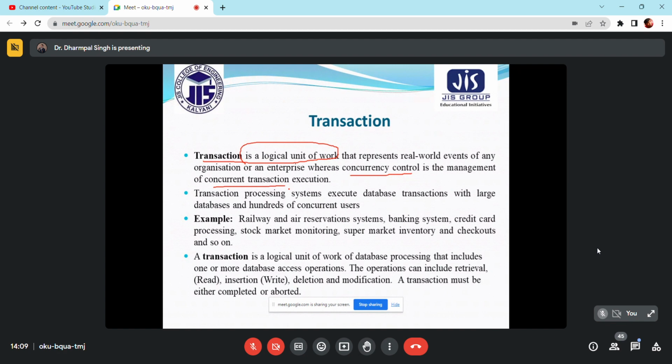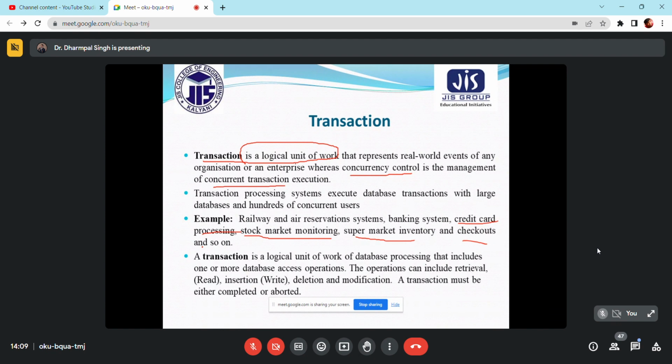So in the process, many transactions can be executed at the same time. So how can you maintain that? You can use the concept of concurrency control. Okay. So a transaction processing system executes database transactions with large databases and hundreds of concurrent users. Concurrent means the same data is accessed simultaneously by many users, known as concurrent access. They have also given examples of railway and air reservation systems, banking systems, credit card processing, stock market monitoring, supermarket inventory and checkout, and so on.